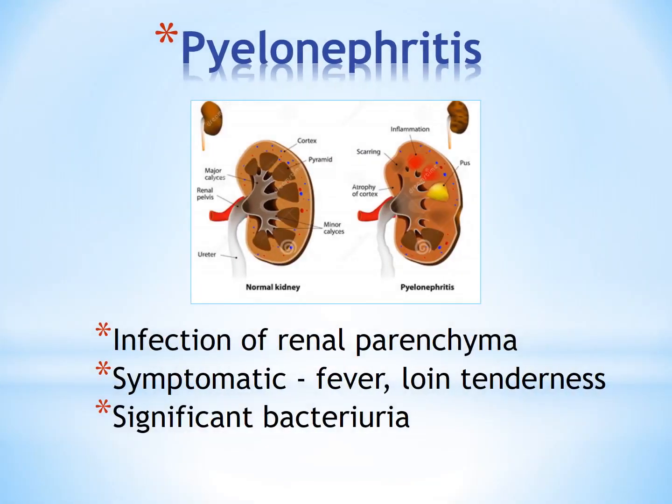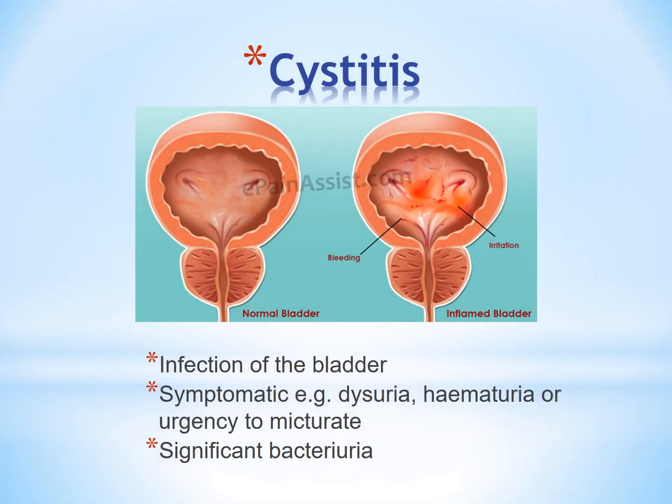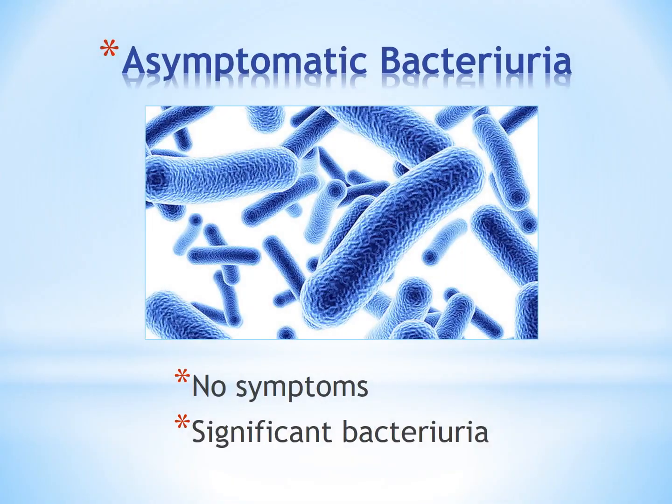Pyelonephritis is infection of the renal parenchyma. The child is symptomatic, usually presenting with fever and loin tenderness as well as having evidence of significant bacteriuria. Cystitis is infection of the bladder. The child has symptoms such as dysuria, hematuria, or urgency to micturate, as well as having evidence of significant bacteriuria. Asymptomatic bacteriuria is the presence of bacteriuria in an otherwise well and asymptomatic child.